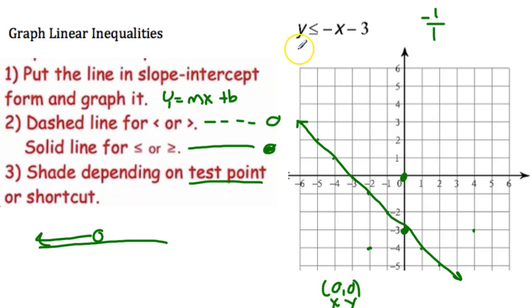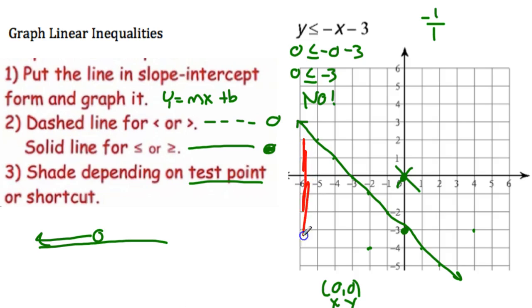So let me do that right here. y is 0, less than or equal to negative 0 minus 3. Now I have 0 less than or equal to negative 3. Is 0 less than or equal to negative 3? No, it is not. So that means this point right here can't work. So all these points on this side over here must work.